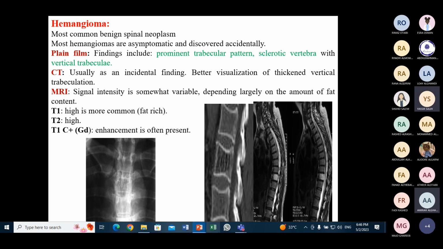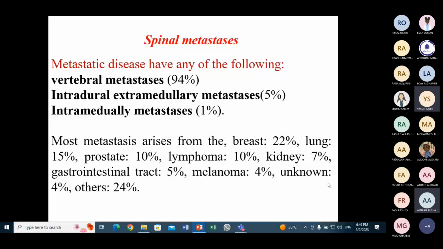CT can also demonstrate the same features as on the X-ray. On MRI, the most important thing to know is that hemangioma is usually hyperintense in both T1 and T2, like fat, and with contrast it is usually enhanced. If we do T1 with contrast, it shows enhancement.